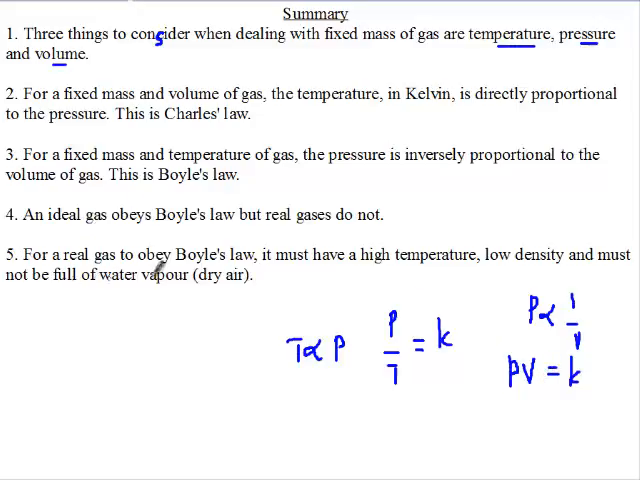For a real gas to obey Boyle's law, it must have a high temperature. Also, it must have low density and must not be full of water vapor. So that means the gas should be made up of dry air.